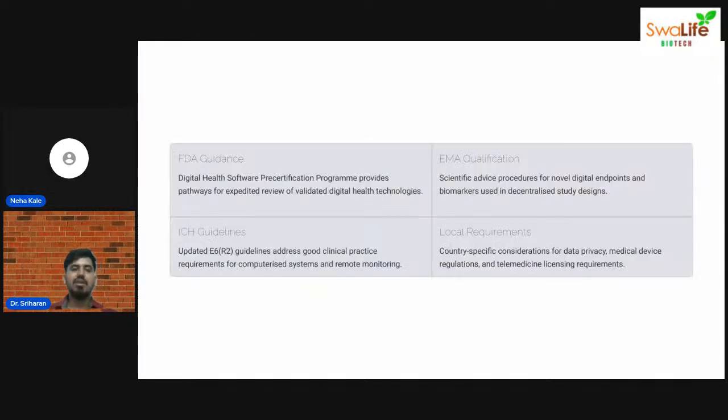Regulatory consideration. When we conduct a trial using digital technology, we need to get approval from the concerned regulatory authority. If you are using any app for measuring BP or glucose level, we need to get approval under the FDA guideline using the Digital Health Software Precertification Program. This program gives us a pre-certificate, which can be used for our trial.